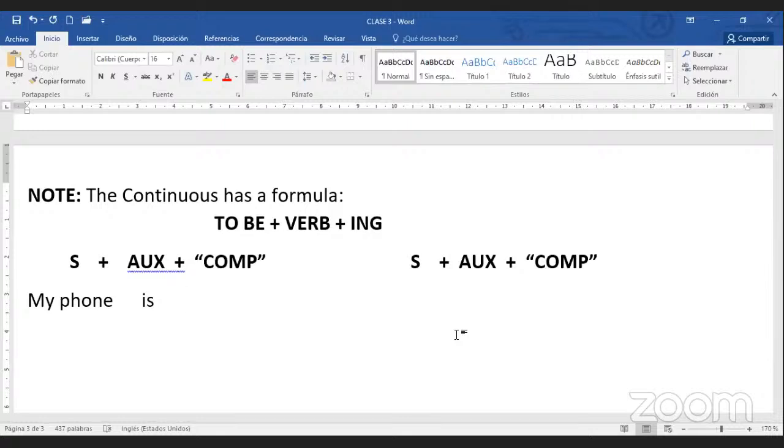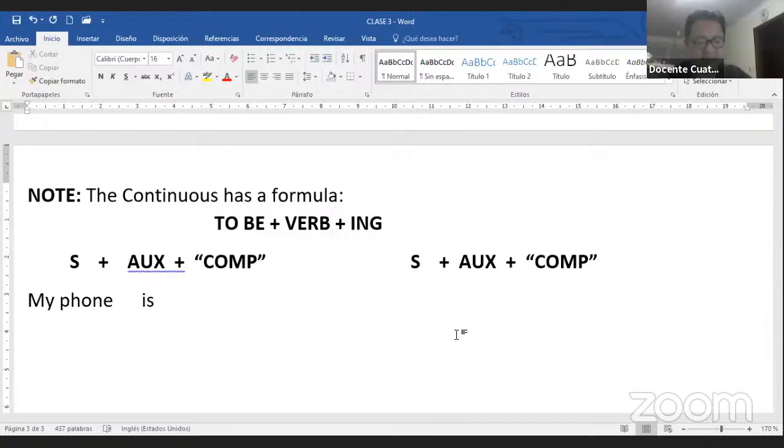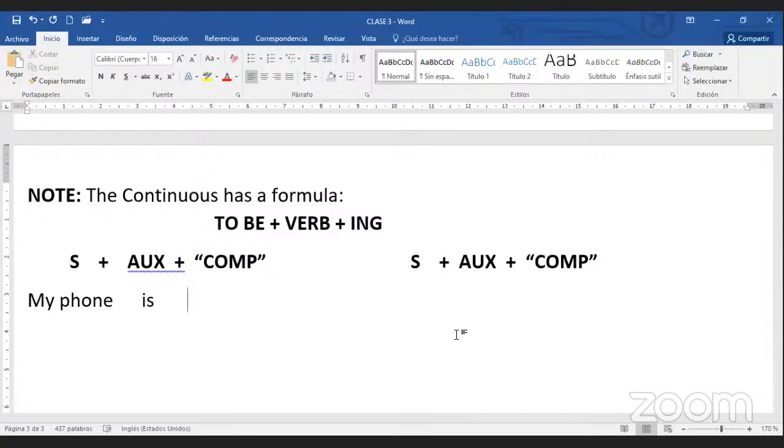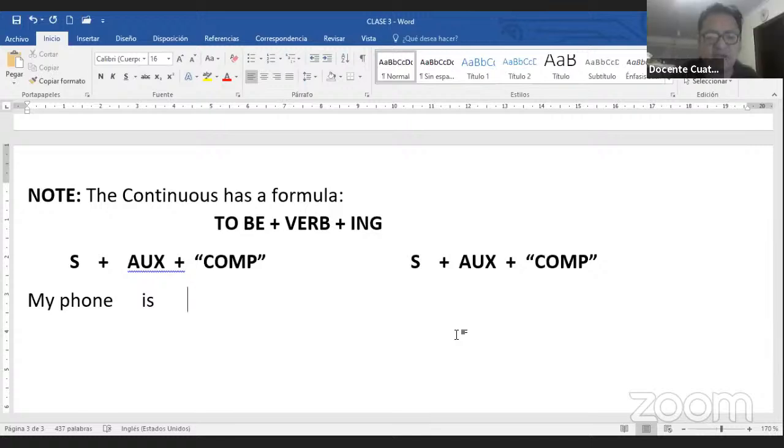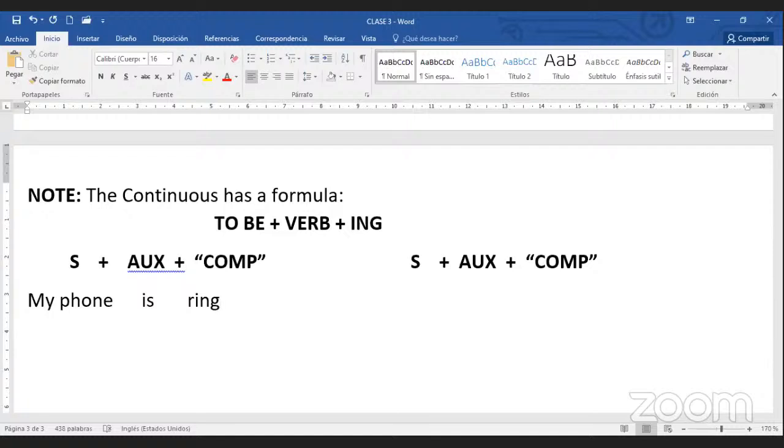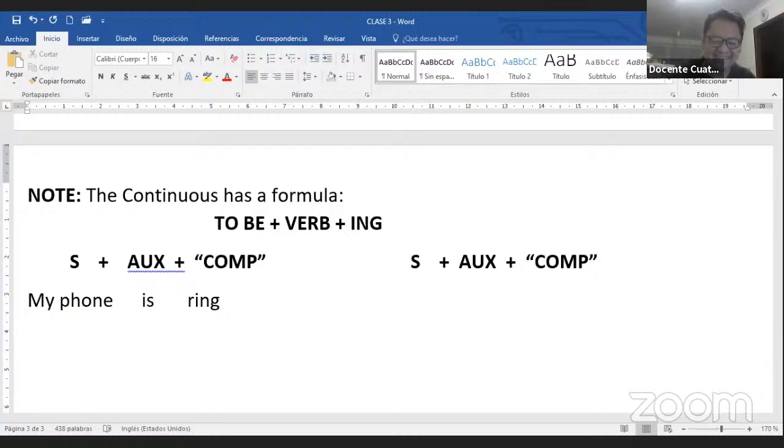Okay. We're talking about a telephone. Okay, I understand your idea. Let me help you. Do you know the verb ring, Liber? Yes. Exactly. Ring. That's the idea. Very good. So if we check the formula, we have the verb to be, yes, it's is. We have the verb, yes, it's ring.